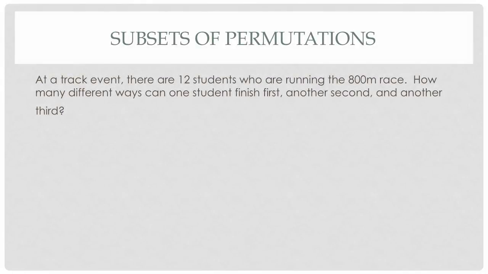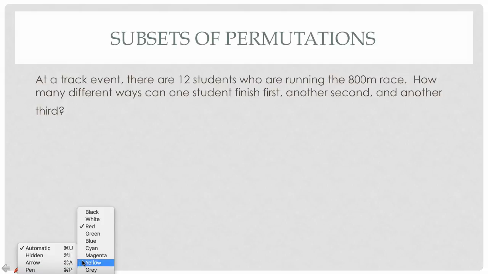Okay, let's look at a slightly more complex permutation problem. At a track event, there are 12 students who are running the 800-meter race. How many different ways, again, that's a permutation problem, we're counting all the different ways, can one student finish first, another student second, and another third? All right, there's a couple ways to do this. I'm going to do one with the slot method, and then we'll do another one showing how to do this with permutations.